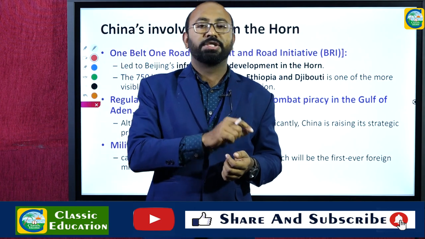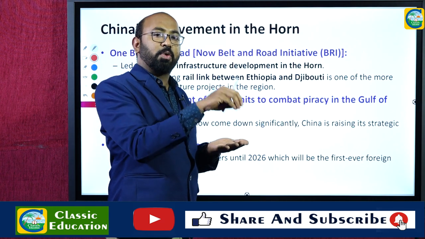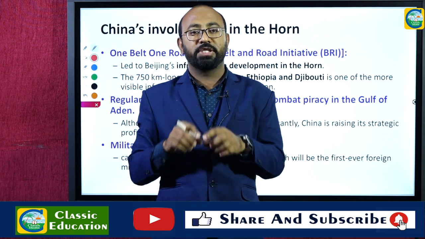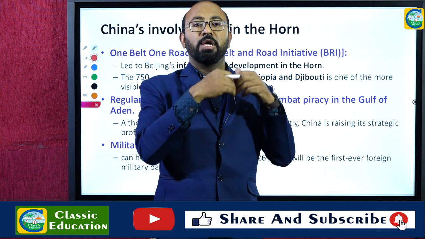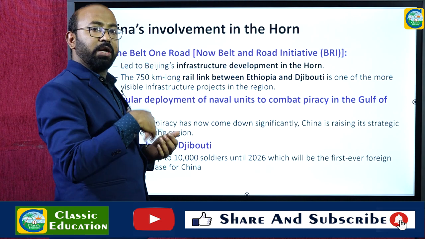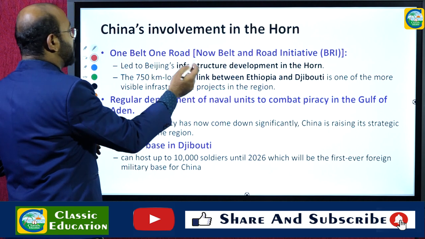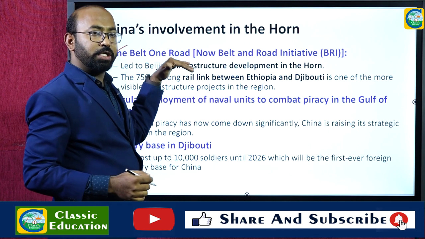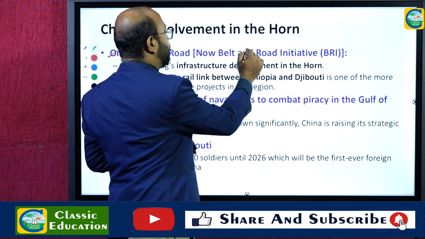It is also significant for China, because of the close proximity of this area to the oil producing region, that is the Middle East, and because of the sea lines of communication, China also wants to establish its supremacy in the region. See what China is doing, what kind of activity China is involved in in the region. China is involved in the One Belt and One Road initiative. That means now it is called the Belt and Road Initiative, or BRI.